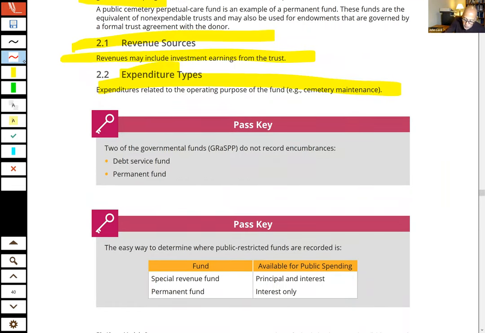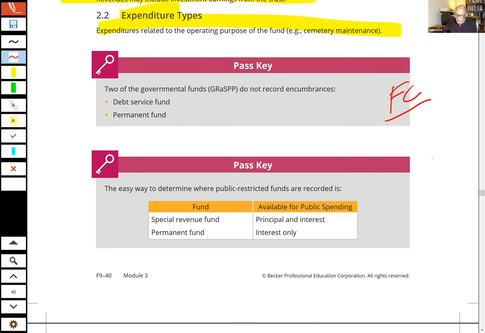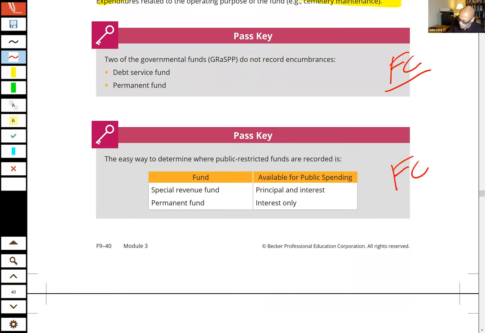Okay. Now, since we are only spending the interest and not the principal, we do not have to use encumbrances for the permanent fund. We also said that we don't use encumbrances for reoccurring expenditures. Therefore, since interest and principal on debt is a reoccurring, on-schedule expenditure, you don't use encumbrances for the debt service fund. For the general fund, special revenue fund, and the capital project fund, as we've seen, you do use encumbrance accounting, unless it's out of those funds for a reoccurring expenditure like salaries, then you don't have to use encumbrances.